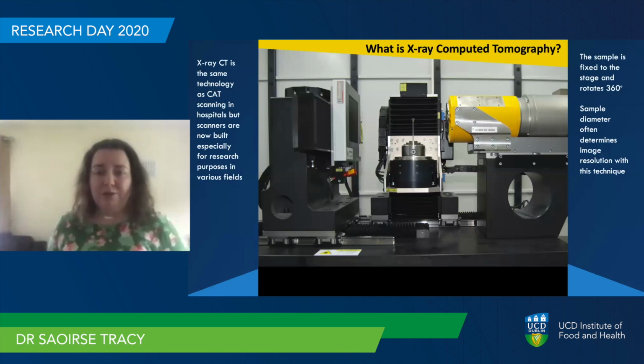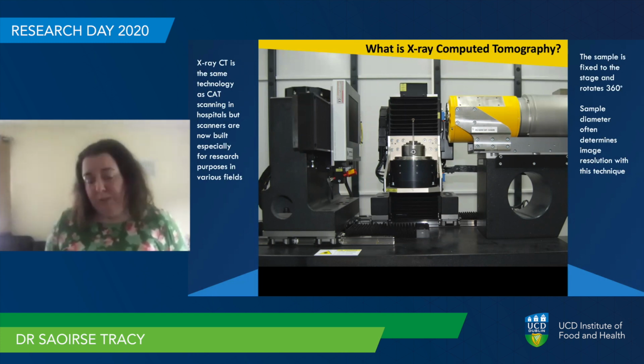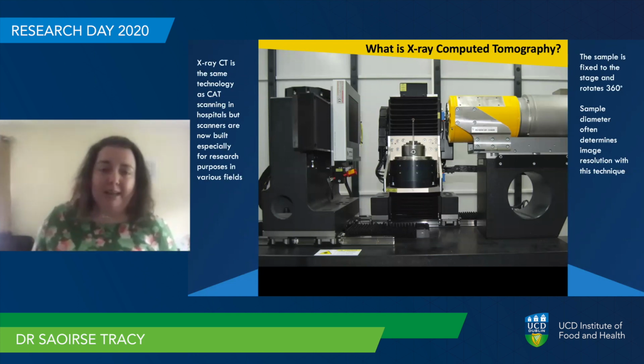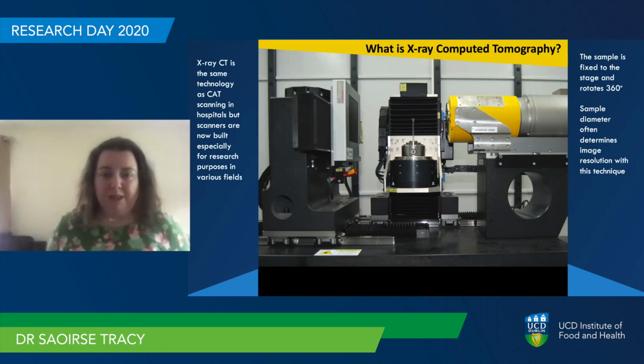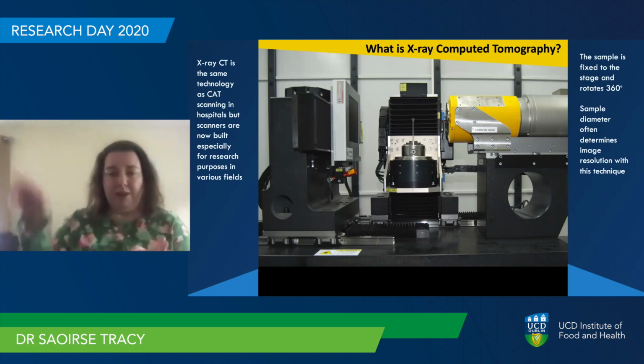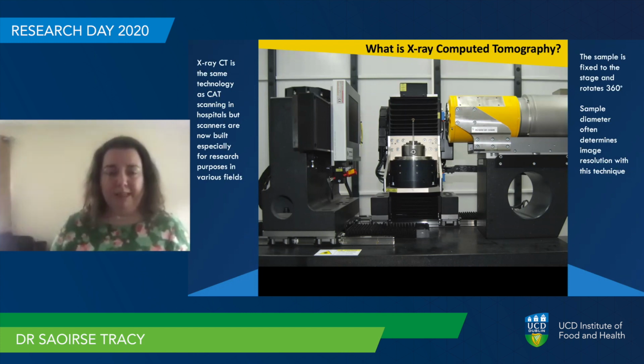So this technique of X-ray computed tomography could be new to some people, but if you've heard of CAT scanning in hospitals, it's exactly the same technique. So it's been around for decades, but now there are machines built purposely for research purposes. And these are the 2 types of machines we have at UCD. This is an example of what you would see if you looked inside a scanner that was built purely for research purposes. So in a hospital, the person would lie still and the X-ray gun and the detector would move around 360. In these machines, it's the sample that actually rotates.